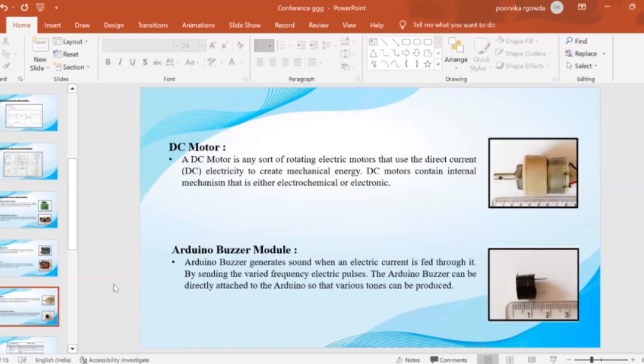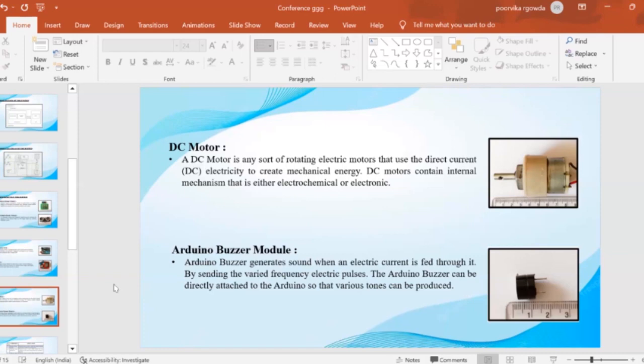Next, coming on to the DC motor. A DC motor is any sort of rotating electrical motor that uses direct current electricity in order to create mechanical energy. DC motors contain an internal mechanism that is either electrochemical or electronic. So this DC motor also turns clockwise or anti-clockwise based on the detection of dry or wet waste.